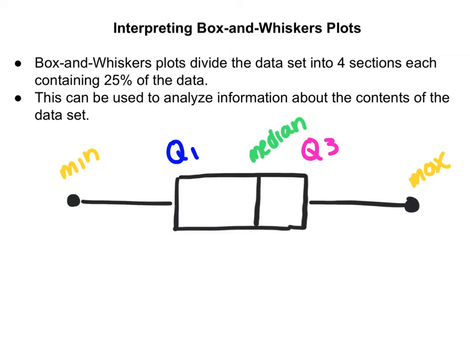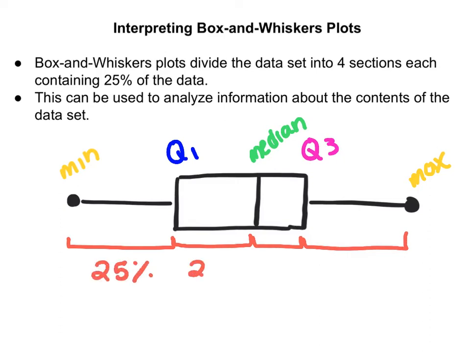Now, these box and whiskers plots can be interpreted because the box and whiskers plots essentially divide the data into four sections containing 25% of the data. So if we were to analyze a box and whiskers such as the one drawn below, we have 1, 2, 3, and 4 sections of the data, and each of them approximately contain 25% of the data. And we can use this to analyze what is given to us in different scenarios.